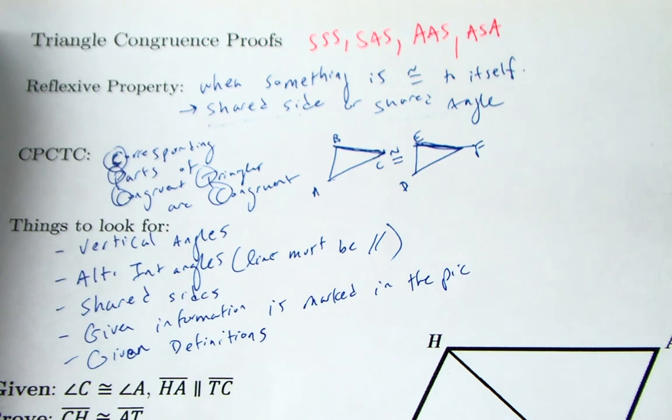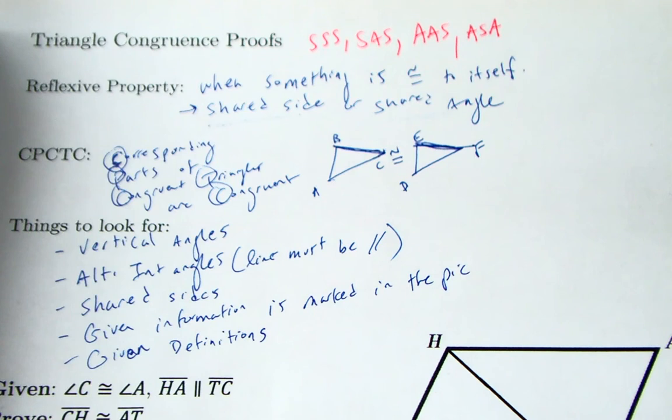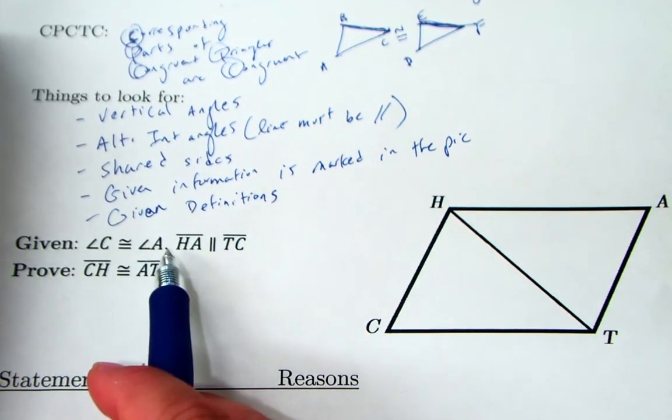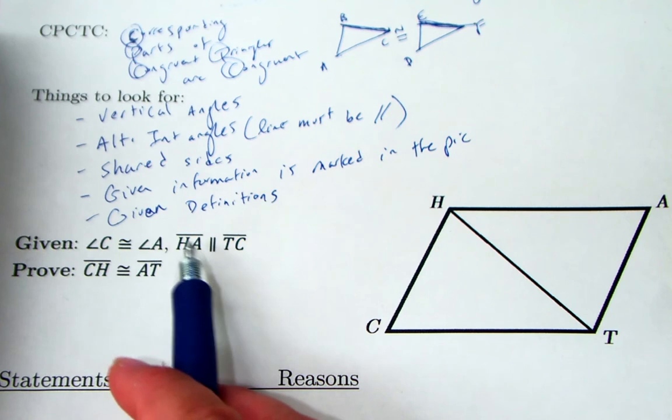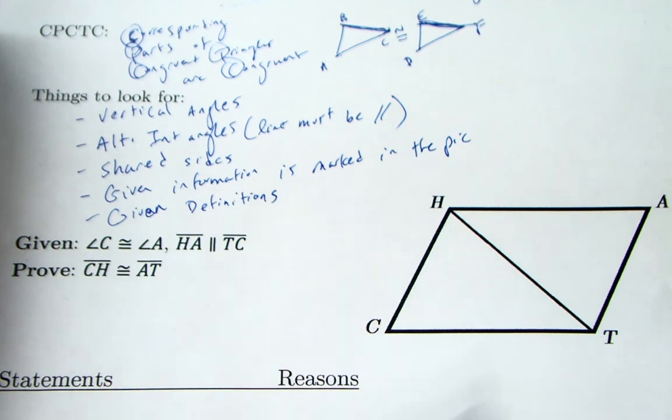So let's go ahead and dive in through a particular example here, with all this right now in abstraction. How can we actually put it in a more concrete form? Well, let's take a look at this shape right here. We're given this shape, and we're given that angle C is congruent to angle A. And we're also given that segment HA is parallel to segment TC. Now, if you take a look at the picture here, you'll see that none of that information is actually marked.